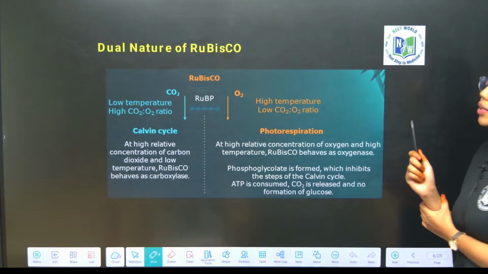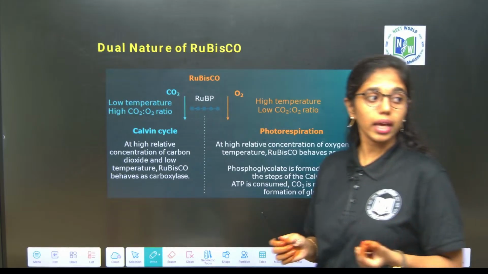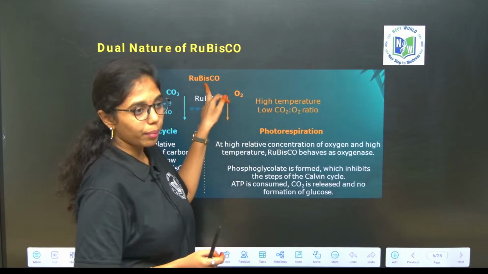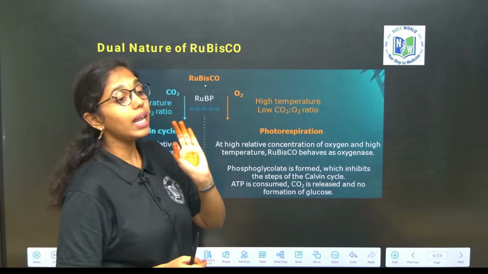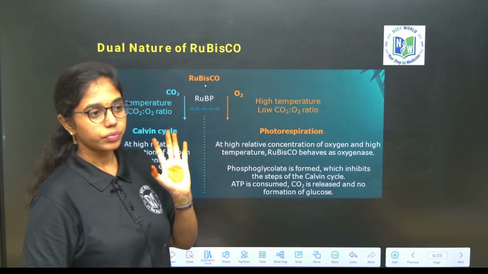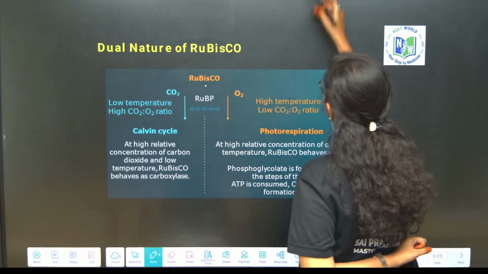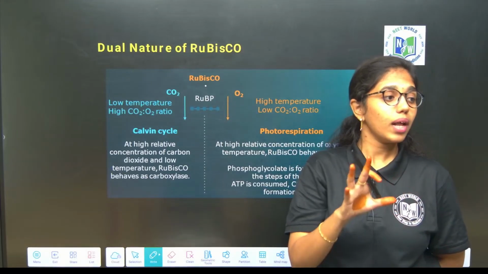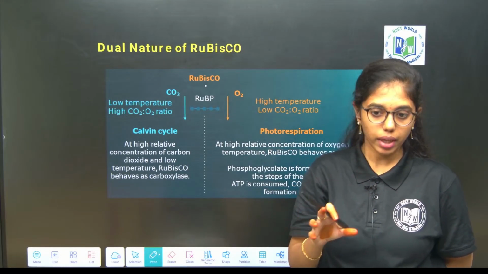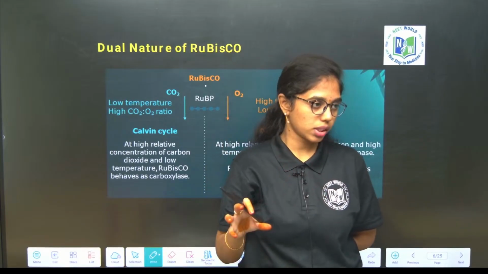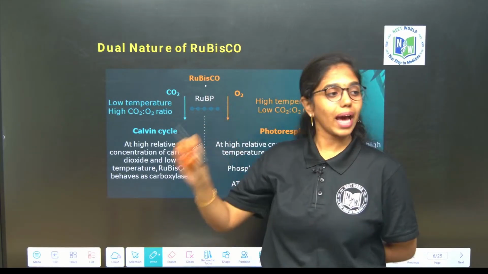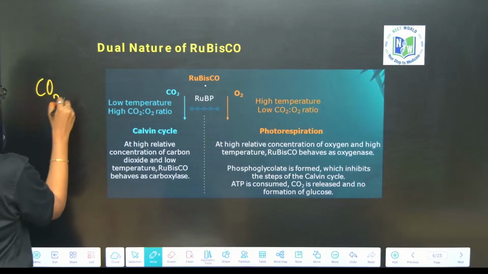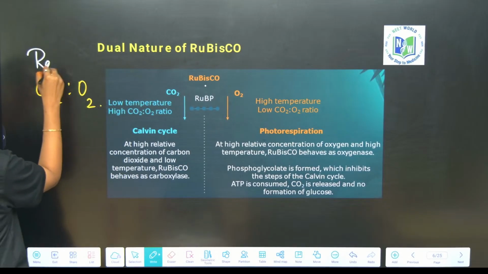So, look here. The dual nature of Rubisco you have to know. The initial first step, carboxylation, is catalyzed by Rubisco, which is the world's most abundant enzyme. This has equal affinity for carbon dioxide and oxygen. Remember. If in the atmosphere there is an equal ratio of carbon dioxide and oxygen, then Rubisco will bind to carbon dioxide only.